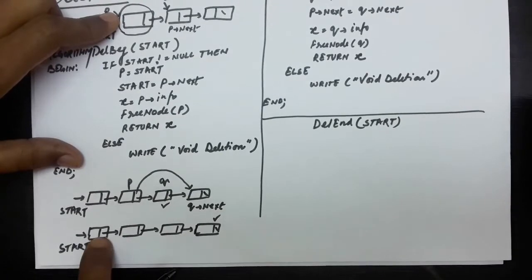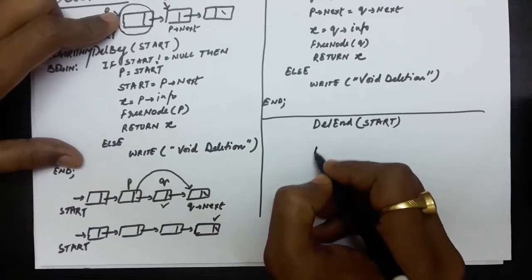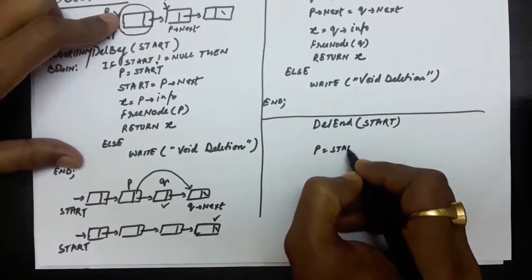For this node, the next field is not null. For this node, next field is not null. For this node, next field is not null. For this node, next field is not null. For this node, next field is null. So we can stop here. So let us start traversing. P equals start.